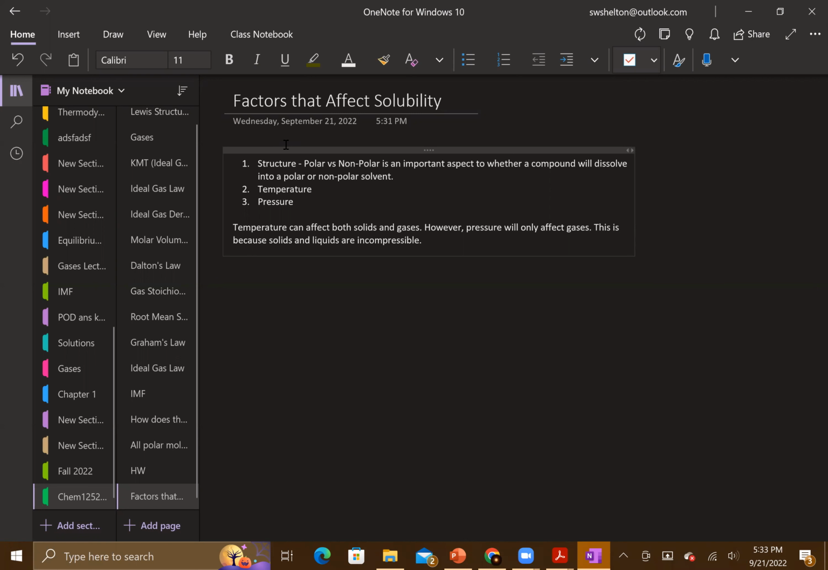So that's important to make a note of here, just based off what we covered at the end of last lecture. So now to advance into this topic and to finish up the factors that affect solubility, we have to look at gases a little bit closer. So gases are affected by both temperature and pressure. So first things first, let's look at temperature.